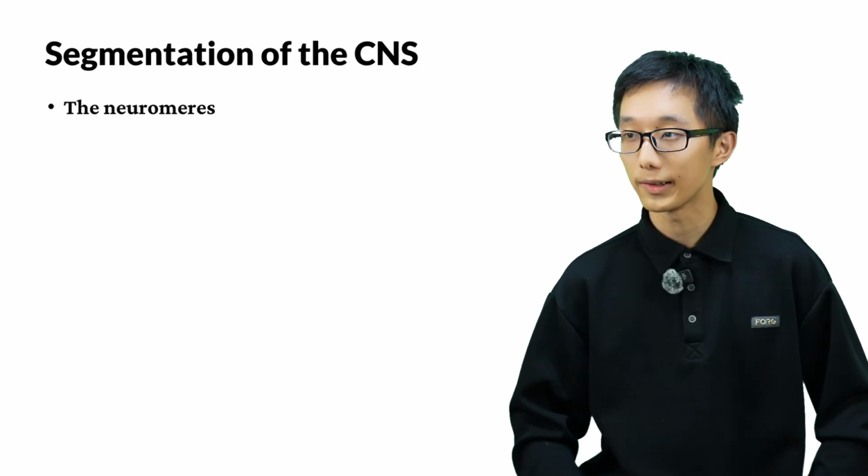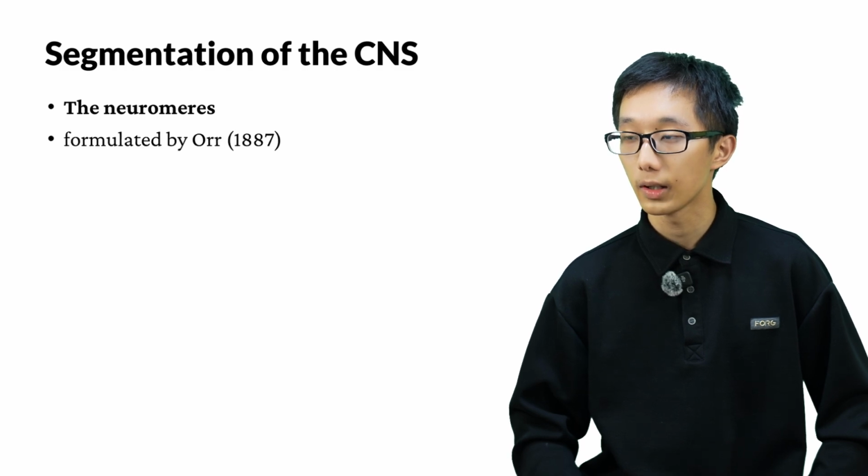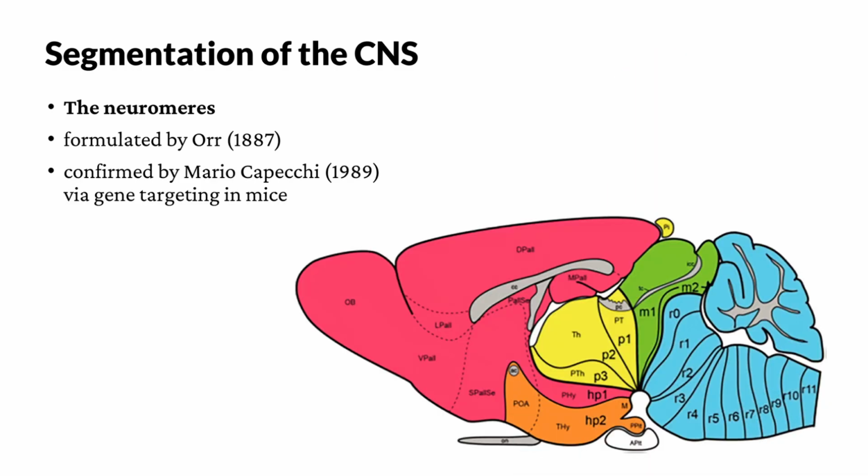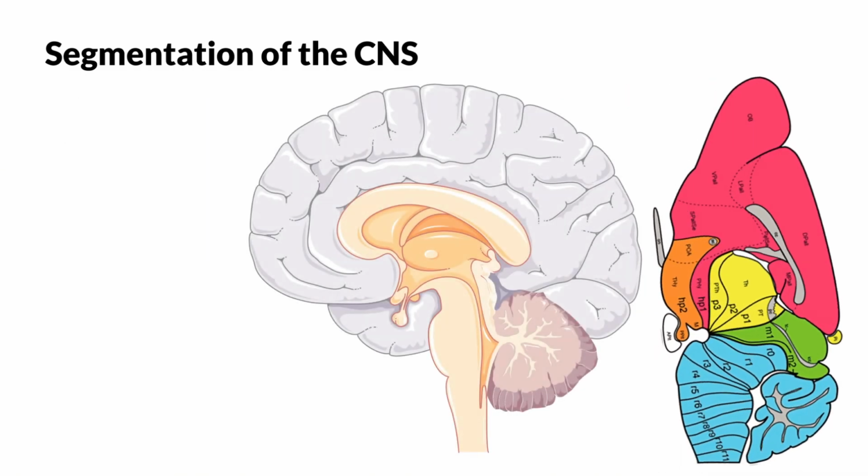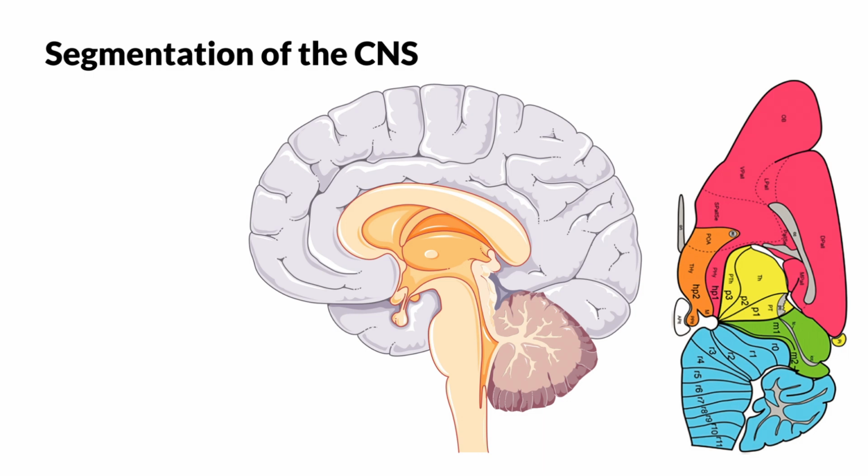The developing nervous system is usually segmented into neuromeres. These were formulated by Orr in 1887 and verified by Mario Capecchi in 1989 via gene targeting in mice. He validated that there were different gene expressions in the different neuromeres, and indeed, the segmentation is justified. Let's take a look at the neuromeres in mouse brain and in human brain.